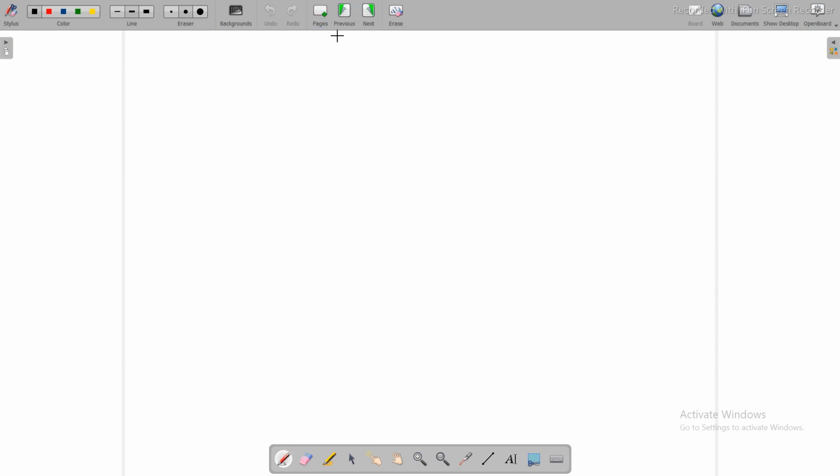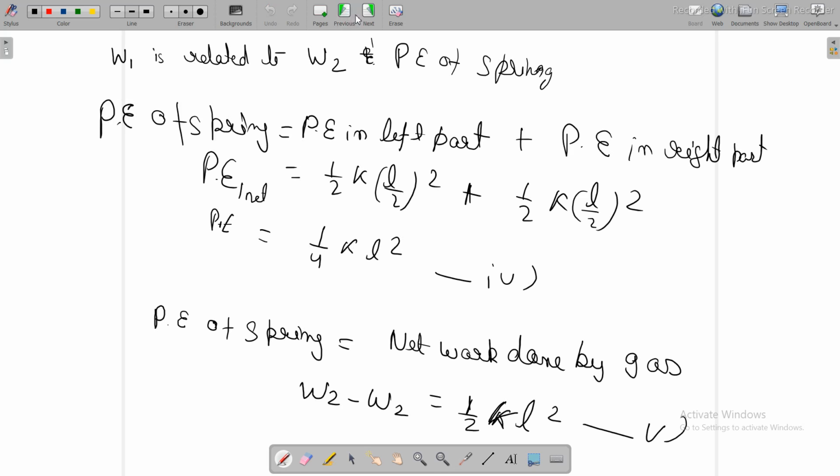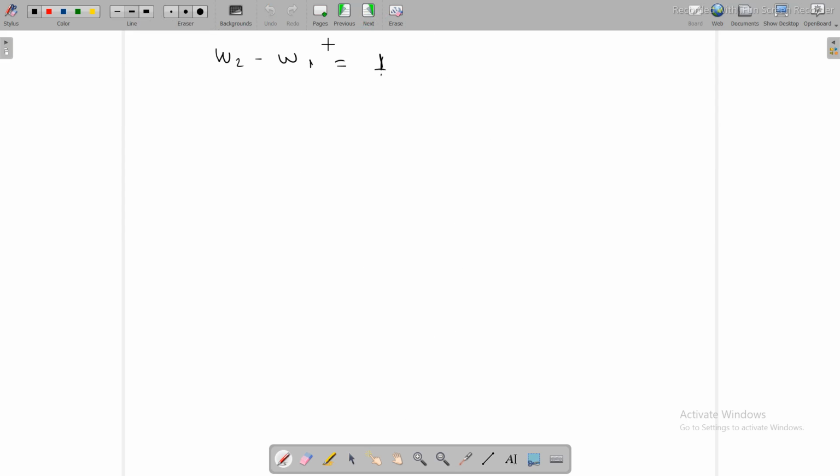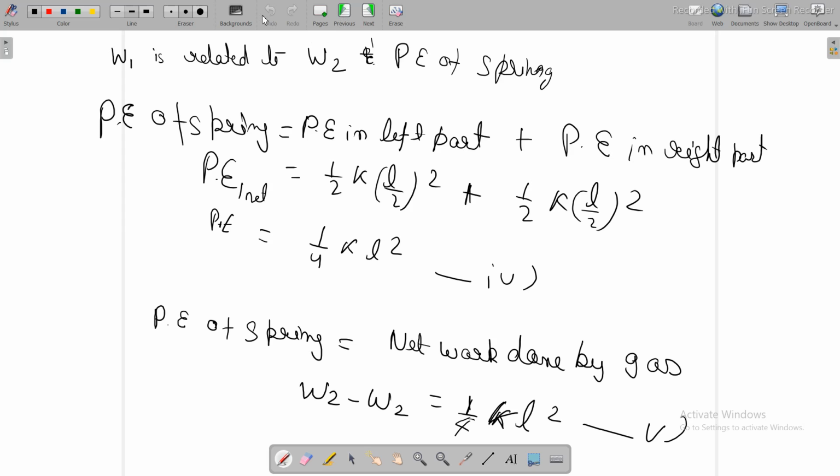Now our objective: we know that W2 minus W1 is equal to half, okay, going back to the previous page, 1 by 4 K L square. Okay, there is one more mistake.